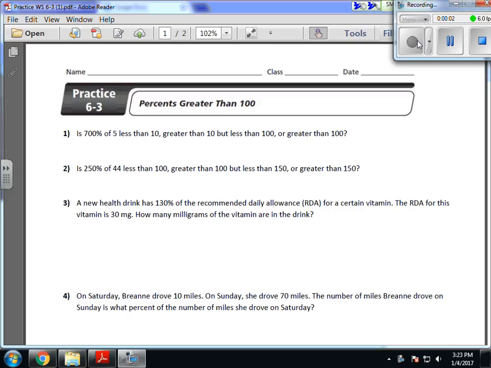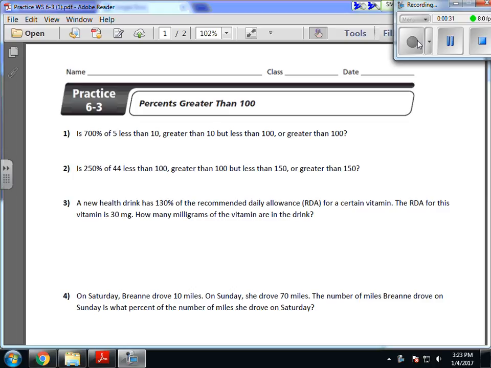Okay, class, in order to complete this assignment, you need to have out your practice 6-3 worksheet, as well as a pencil and a calculator. All of you should have calculators with you. If you do not, you know where the calculators are located at the front of the room, over by the computer, by the smartboard. Feel free to get a calculator if you need to. Pencils are up here as well, although hopefully you have all those things and that we're ready to go.